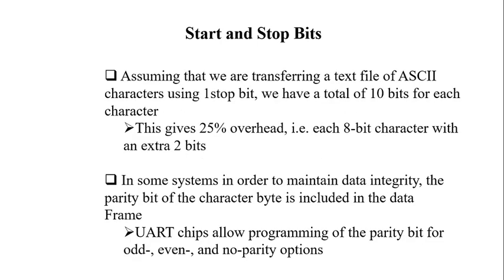Now, assuming that we are transferring a text file of ASCII characters using one stop bit, we have a total of 10 bits for each character. This gives 25% overhead, that is, each 8-bit character with an extra 2 bits. In some systems, in order to maintain data integrity, sometimes a parity bit is also involved in the framing structure.